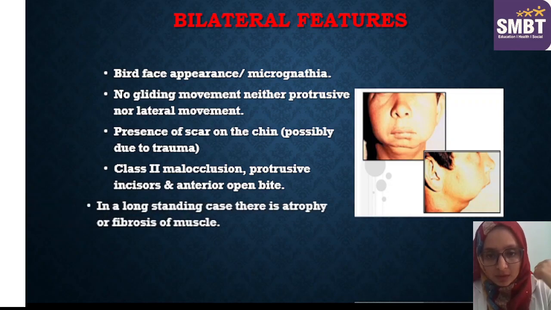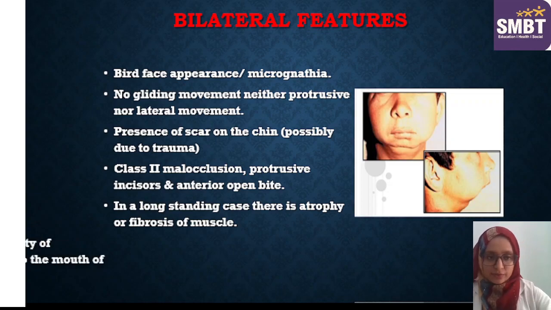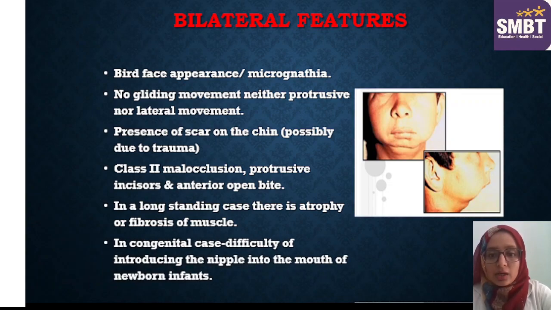In a long-standing case, there is atrophy or fibrosis of muscle. Why? Because the patient is not able to open the mouth for many years, so the muscle becomes atrophic. Disuse atrophy, you must have heard of. In congenital cases, deformity, difficulty of introducing the nipple into the mouth of the newborn infant.